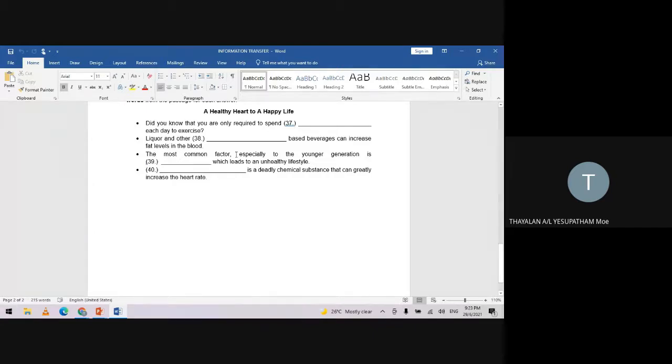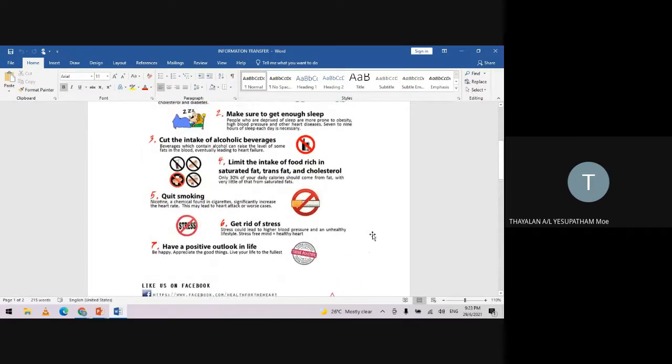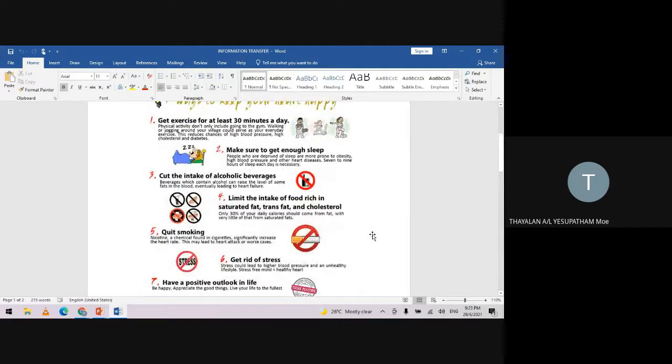Now, the next one. The most common factor, especially to the younger generation, is blank, which leads to an unhealthy lifestyle. What is it? Smoke? No. Which speaks about a positive outlook in life? Positive outlook.